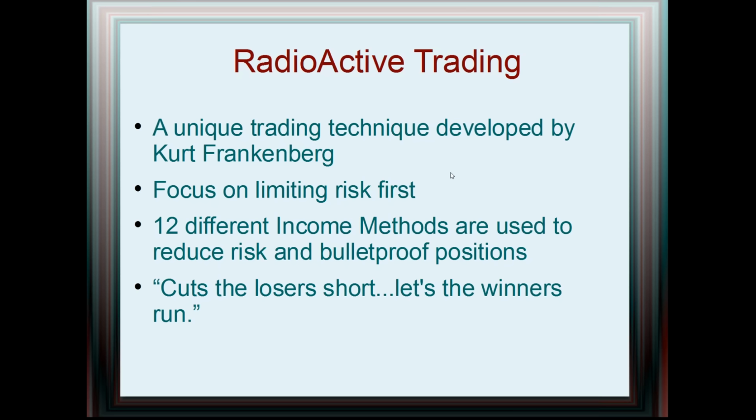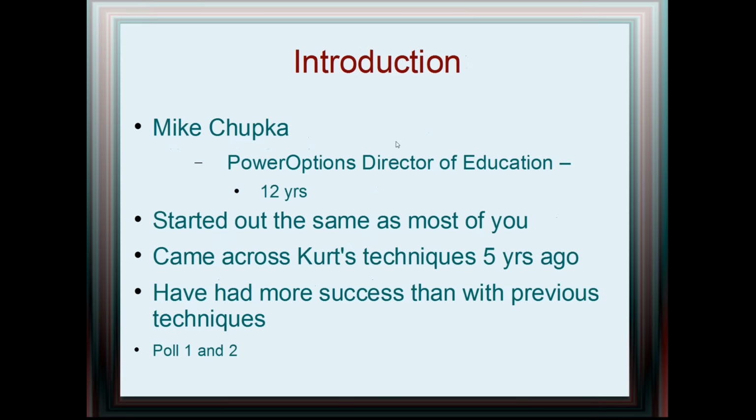Now, over the last decade or so, we've developed and further enhanced the radioactive trading techniques. There are now 12 different income methods that we use against the initial radioactive setup to further lower our risk, generate income, and potentially bulletproof the trade, as well as increase profits. And the main focus of the initial radioactive trading setup is to cut the losers short and to allow the winners to run. Things that we can't usually see with the credit spreads, covered call techniques, and naked put techniques, which generate income up front, but they cap your potential gain on the position, and you still may be forced to manage that position long term if an unexpected loss is incurred.